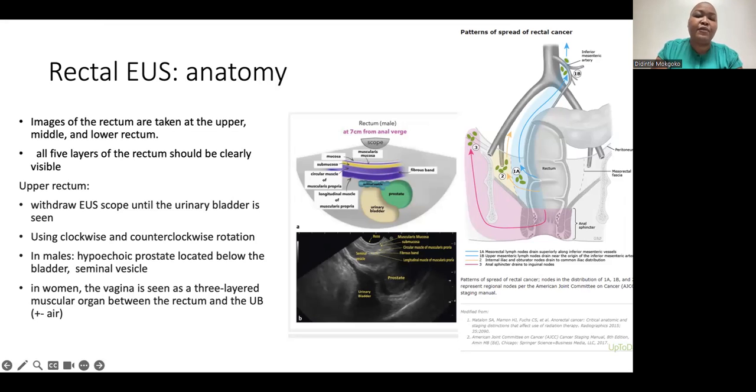In the female, of course, the anatomy changes. There's no seminal vesicle or prostate. There's going to be a vagina sitting there, and then more proximally the uterus. You might find the vagina filled with air, and the uterus sometimes may be filled with fluid.